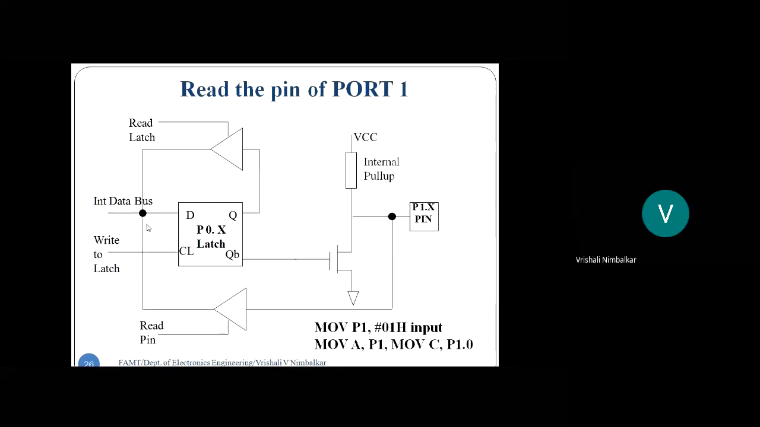On first instruction execution, the controller places 1 on the data bus and activates write the latch. This enables the latch. Input data gets transmitted on Q. Q bar becomes its complement. This turns off the MOSFET. So what is going to happen? Logic 1 will appear on the pin because of the first instruction, MOV P1, #01 hex. We have initialized the pin as an input pin. Initialization means what again? Turning off the MOSFET.